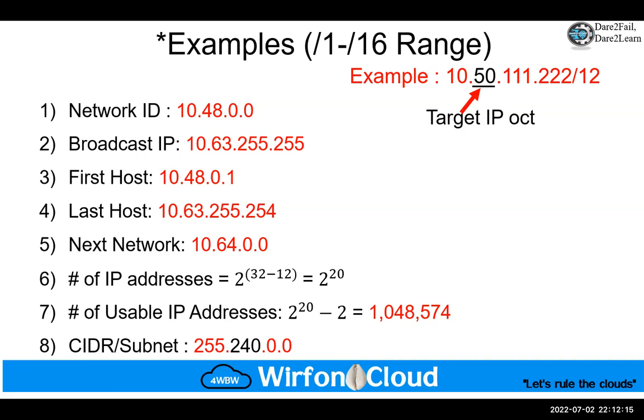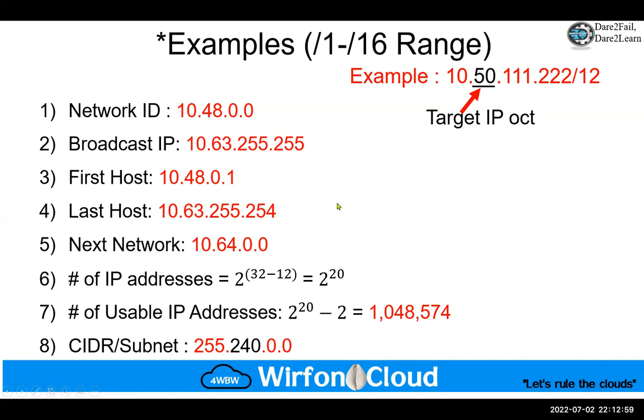If your next network is 10.64.0.0, remember, if it is 64.0.0, that means this had to change for this to change. So you had a 63 here, and a 255 and a 255. As such, your broadcast IP is 10.63.255.255. Your first host is your network ID plus 1, which is 10.48.0.1. And your last host is your broadcast IP minus 1, which is 10.63.255.254.